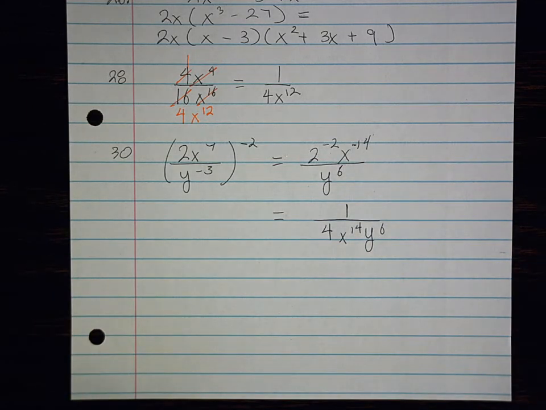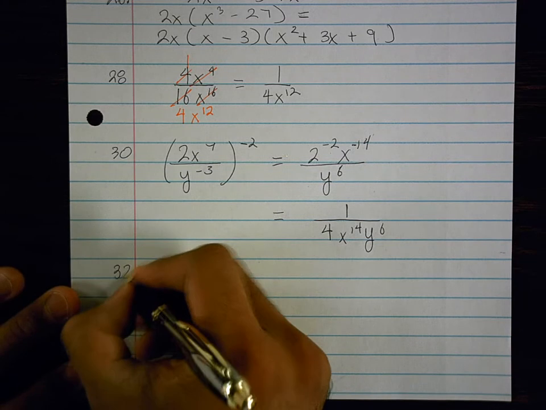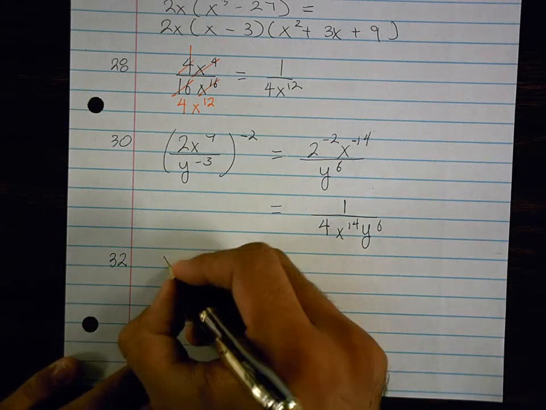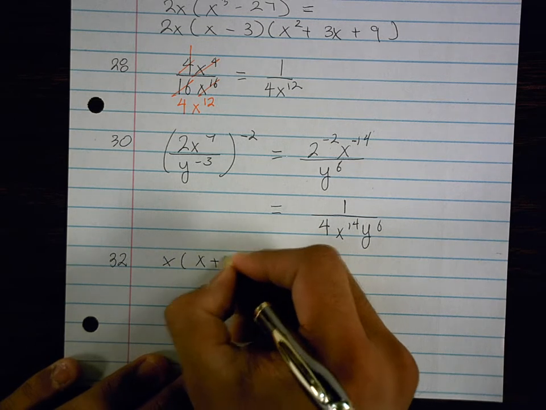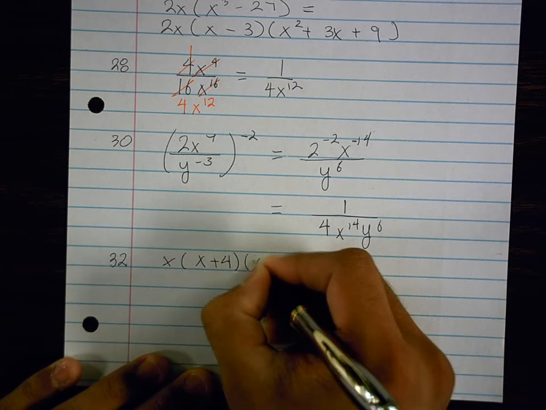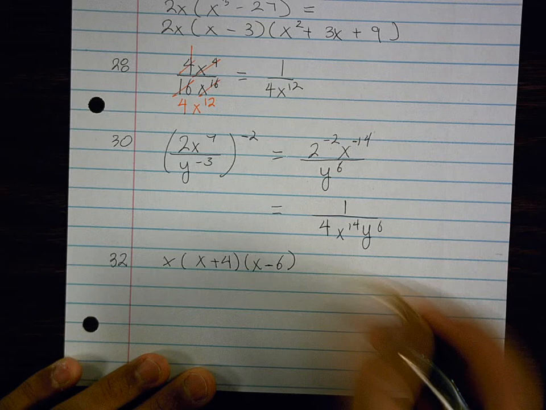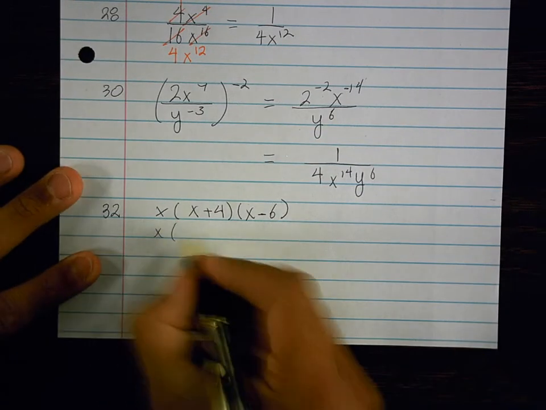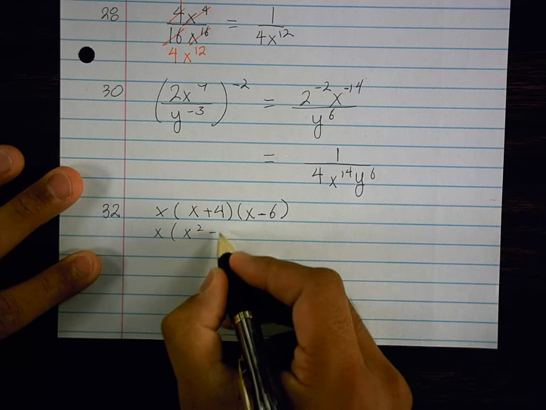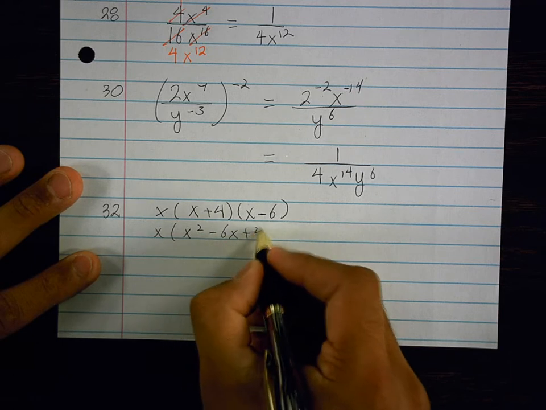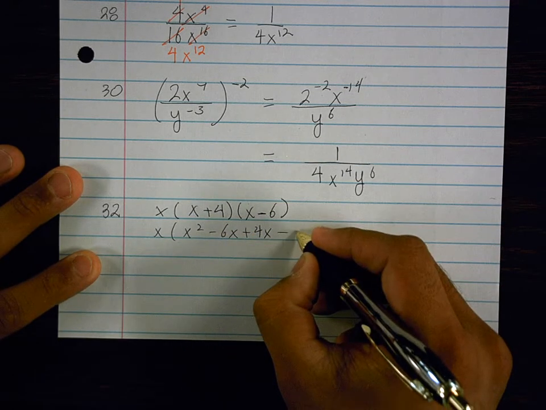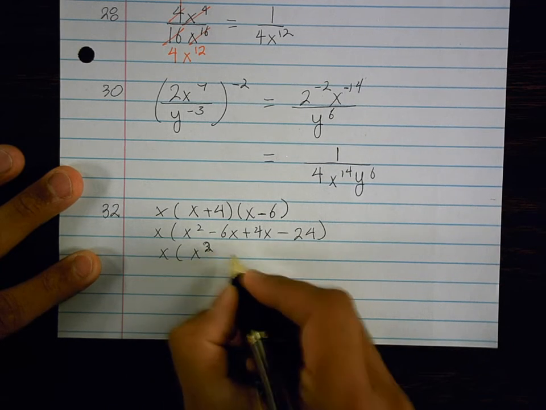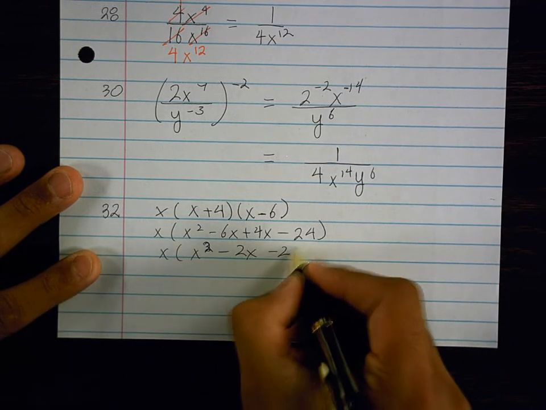32. This says simplify, and that basically means to multiply everything out. We're looking at x times x plus 4 times x minus 6. What I'm going to go ahead and do here is FOIL first. So I'm looking at x squared minus 6x plus 4x minus 24, which is x squared minus 2x minus 24.